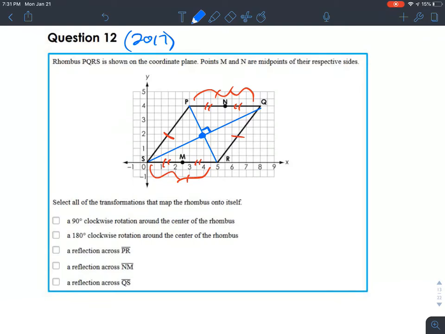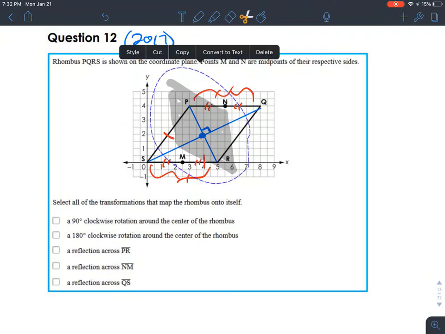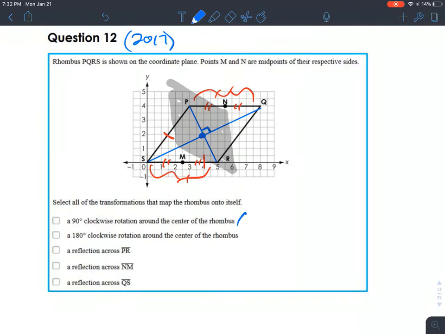If we rotate this 90 degrees about the center, let me show you what that would look like. Let me see if I can rotate this with my magical iPad. If I rotate this 90 degrees, that's going to give me the picture like this. That does not map it onto itself, so that's a big fat no.